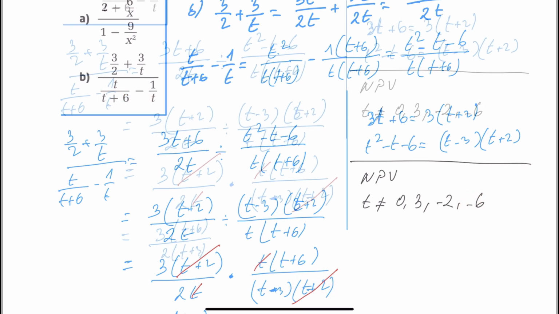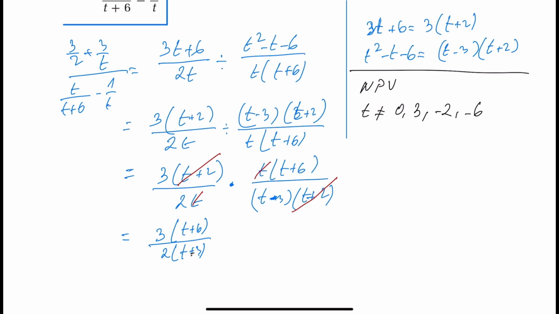Good. I have here minus 3 instead of 3 because we have minus 3 here, and it came from here. So minus 3 should be here, minus 3. So this is the reduced form, and this is the non-permissible value.